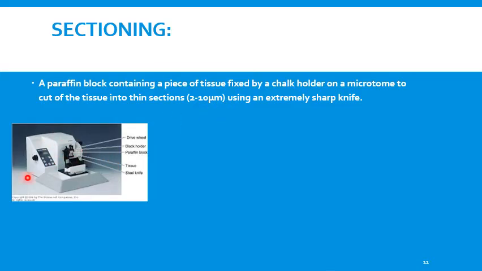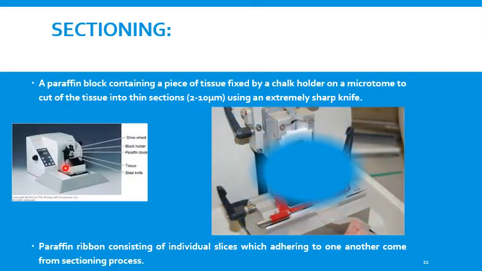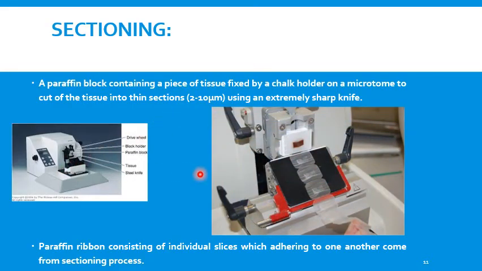So, what's the meaning of microtome? Microtome is an instrument used to cut off the block of the paraffin wax into thin sections, about 2 to 10 micron. The result of the sectioning process is a ribbon of paraffin consisting of individual slices which adhere to one another.